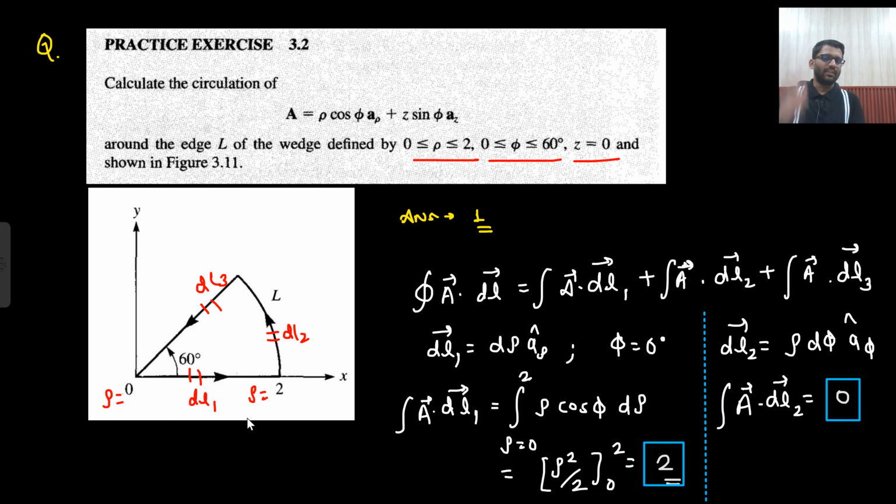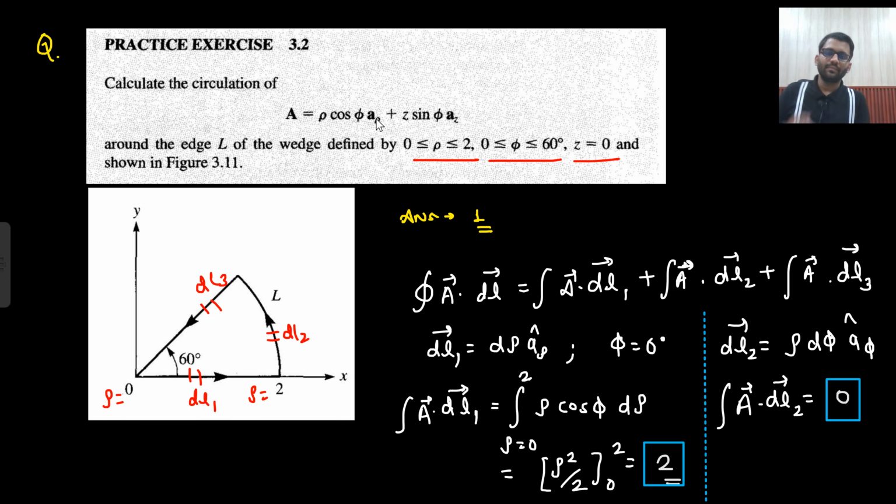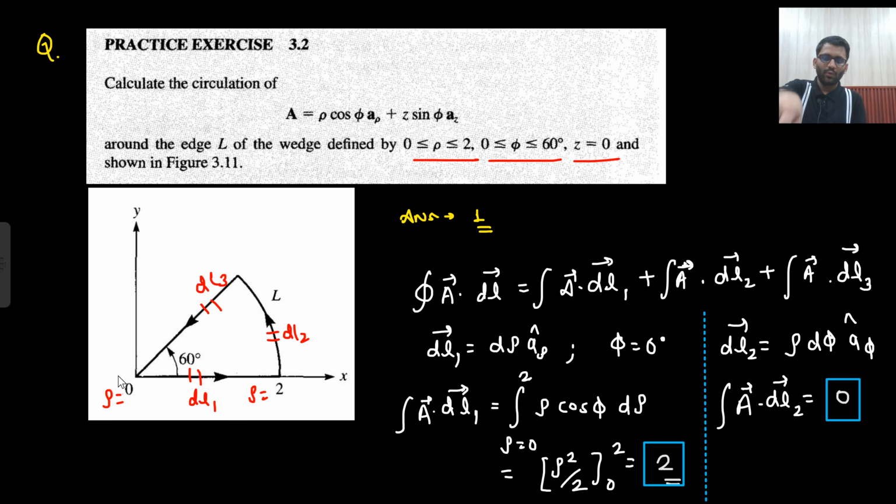Now let's go to dl3. What will be your dl3? Again, what is changing? Rho is changing. Rho is coming from 2 to 0. So dρ aρ cap. Now A dot dl3: I will multiply, aρ dot aρ cap is 1, Az dot aρ cap is 0. So ρ cos φ dρ, and the limit is from 2, you are coming to 0.